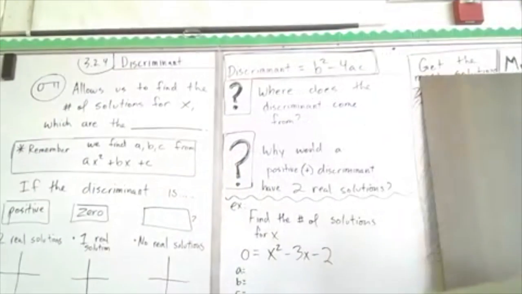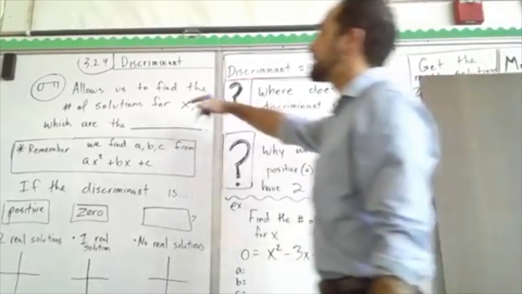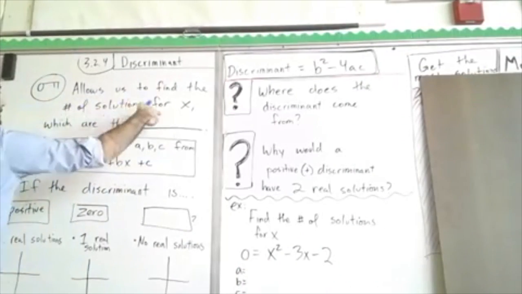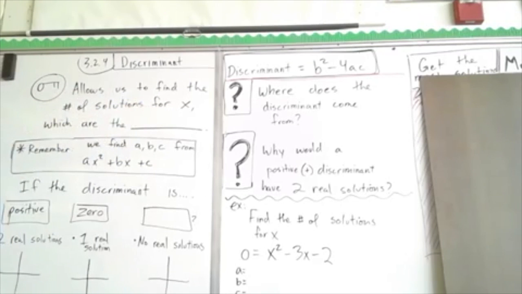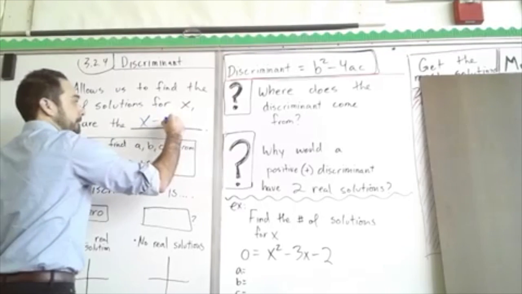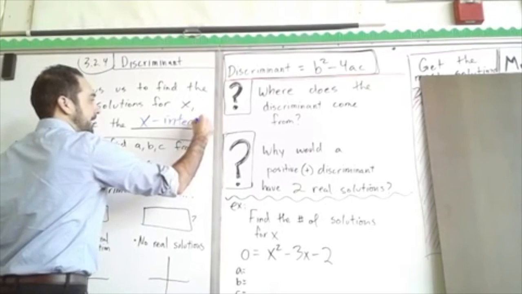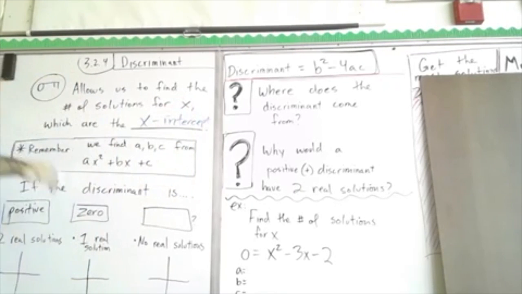Don't worry if that doesn't click yet. The key to this is that it allows us to find the number of solutions for x. What are the solutions for x again? We talked about it yesterday. X-intercepts. Let's fill that in one more time. It tells us how many times this graph, this parabola, is going to cross the x-axis. So this is going to allow us to know that right off the bat without having to work the whole problem out and actually find a solution.